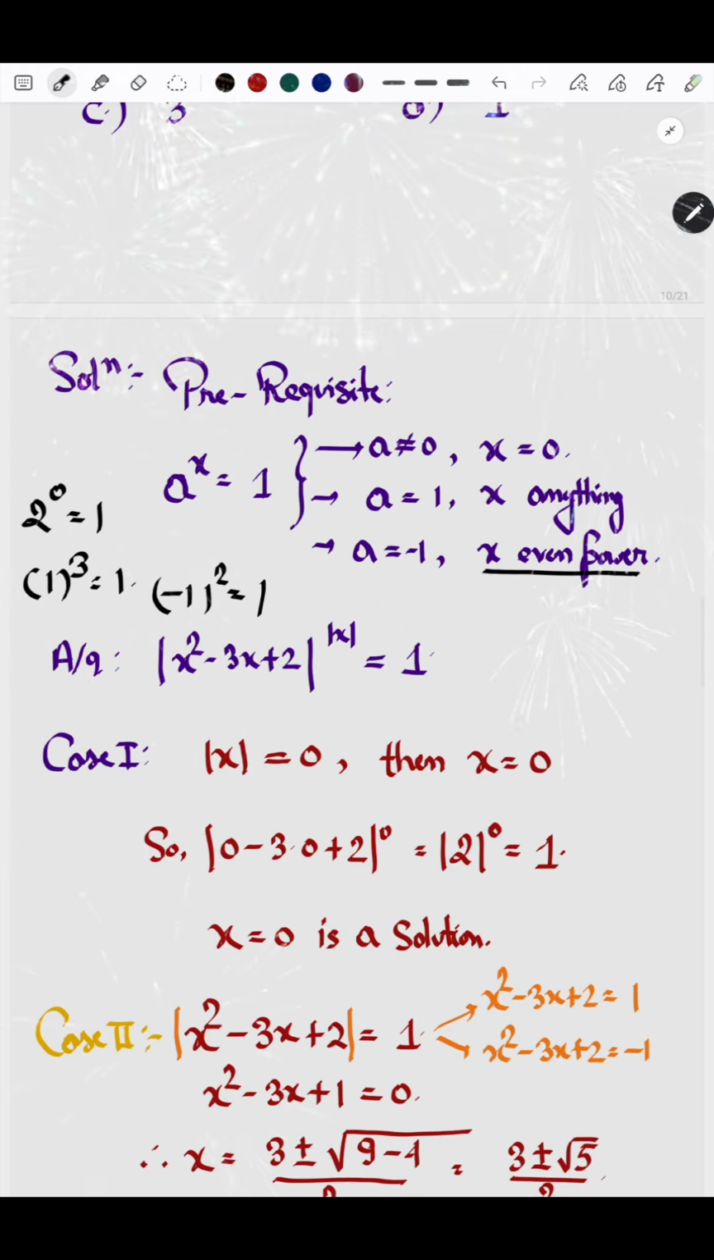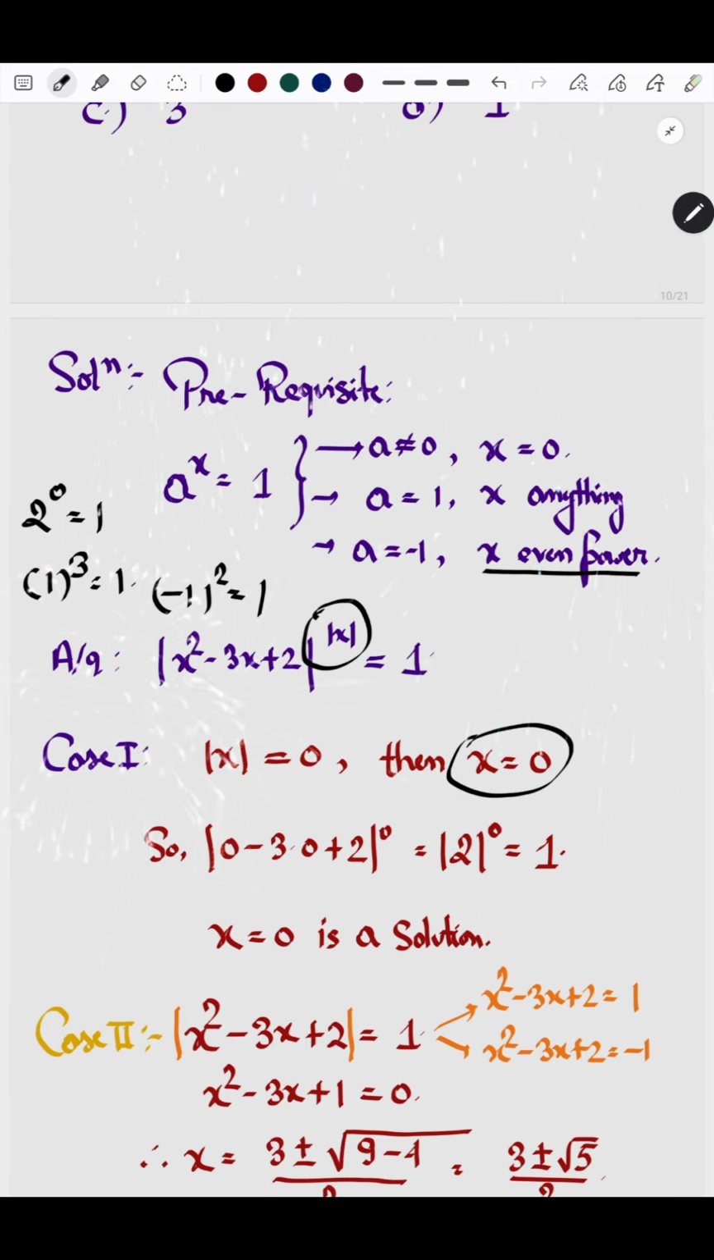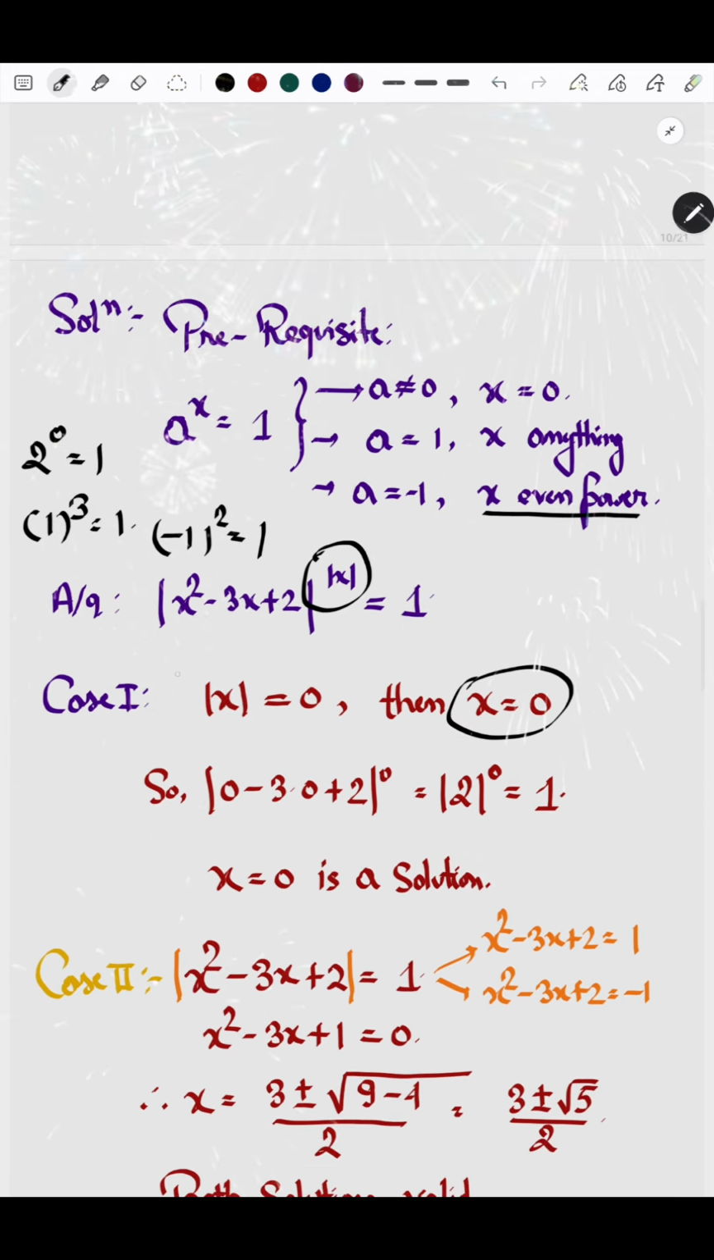So first, the power is |x|, and if |x| is equal to 0, then x will be what? 0. So if x is 0, according to the question, if we put the value of 0 here, what will happen? |2|^0 will be equal to 1, and hence x equal to 0 is one of the solutions. Why? Because LHS is equal to RHS.